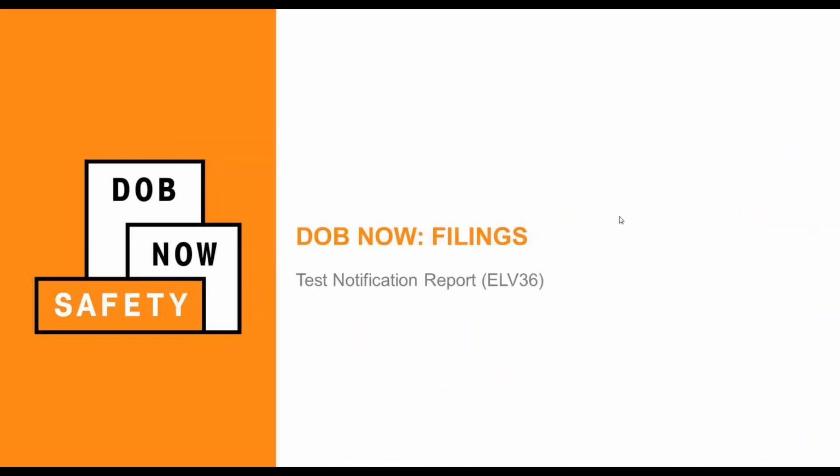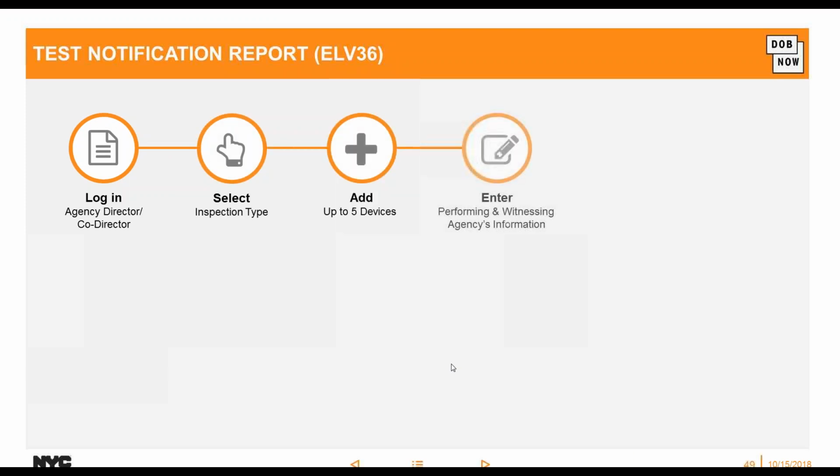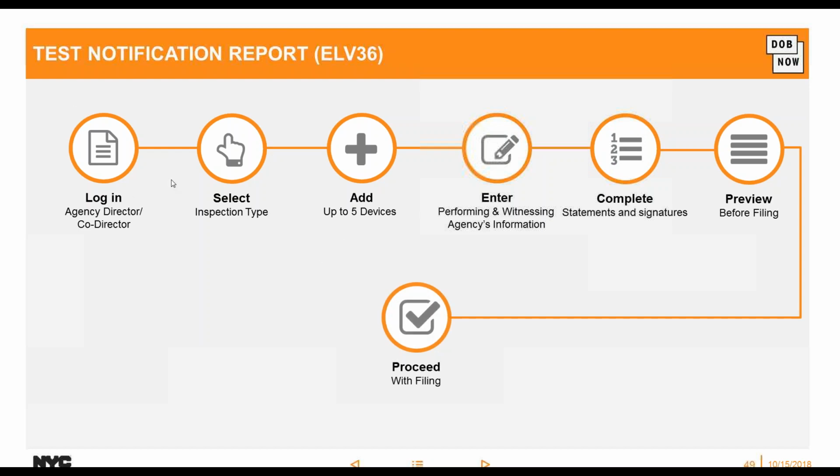Now I'm going to move into test notification ELV 36. Test notification: log in as the agency director or co-director, select inspection type, add up to 5 devices, enter performing and witnessing agency information, complete statement and signatures, preview before filing, and proceed with filing.